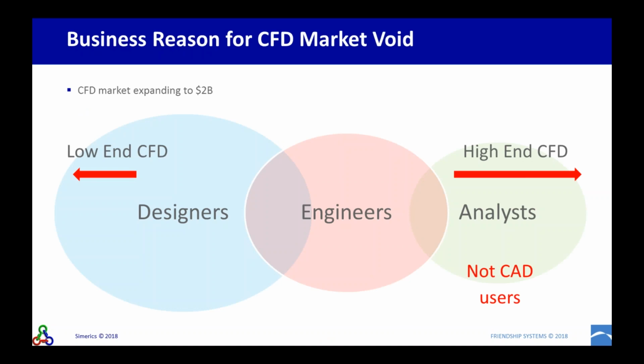If you look at this slide, there are 5 million engineers in the world, and approximately 100,000 analysts on the right-hand side that use CFD. But most analysts don't know how to use the parametric CAD systems, because those were designed for engineers and designers. CAESES, Friendship Systems, designed a CAD system for the analyst on the right-hand side and for the high-end engineer a little bit to the left. So that is very interesting.